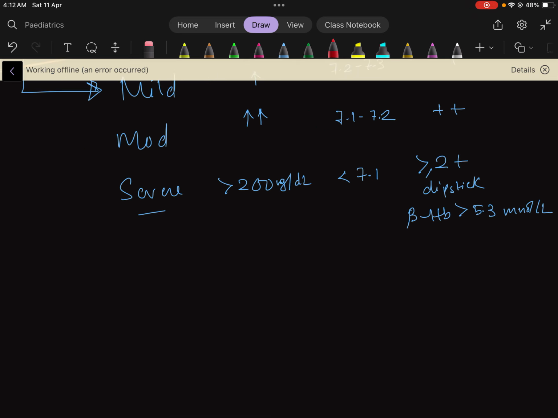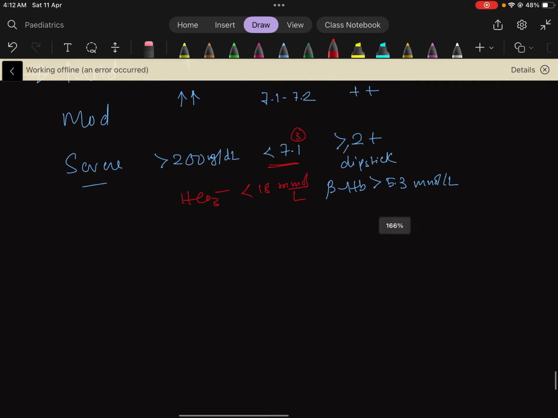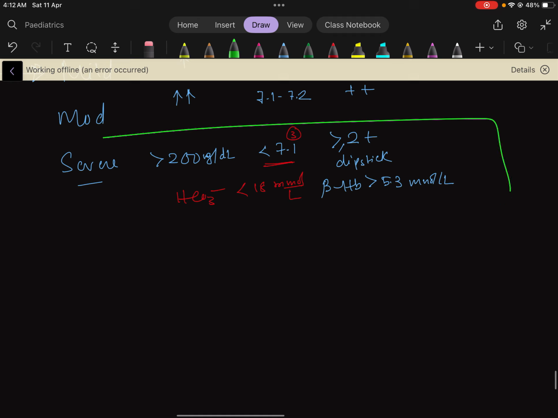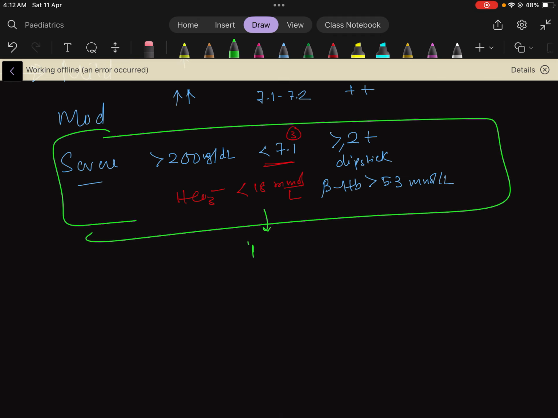or my beta hydroxybutyrate will be more than 5.3 millimole per liter. And here along with this, pH being less, the bicarbonate will also be less than 18 millimole per liter. This is the severe one. Here 7.3 will also suffice. So this is what I need to diagnose DKA.